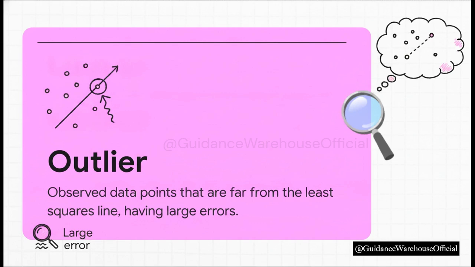Now, the fancy statistical term for that error is a residual. But honestly, I just want you to think of this residual as the vertical distance from your trend line, straight up or straight down, to that data point. If that vertical distance is huge, well, you're looking at a potential outlier.